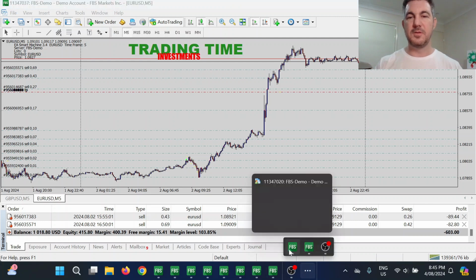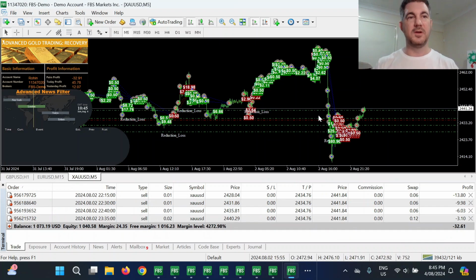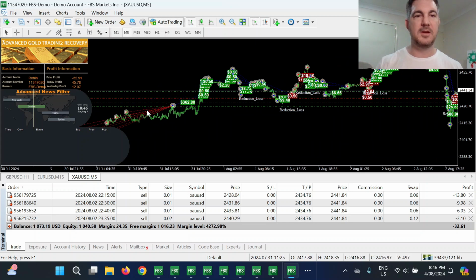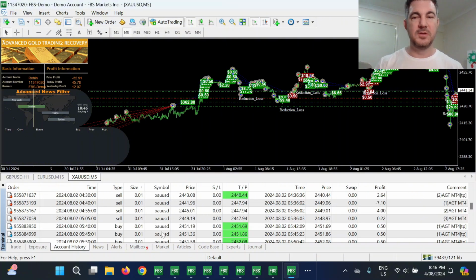Last two to go. We have this new one, which is really going well. I'm actually very intrigued as to how this has gone. This is called Advanced Gold Trading 6.4. Now, the interesting thing about this is that if I move the chart back here, we can see here that it closed a lot of orders. Now, you would think that would have closed a lot of orders in a loss. However, it did not. So I'll show you what it does.